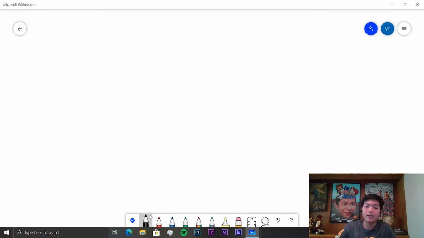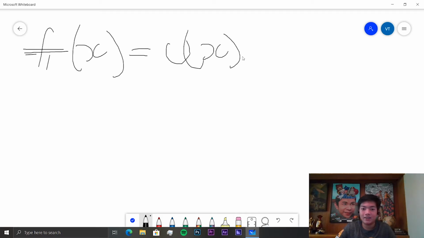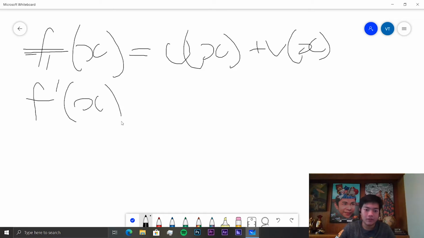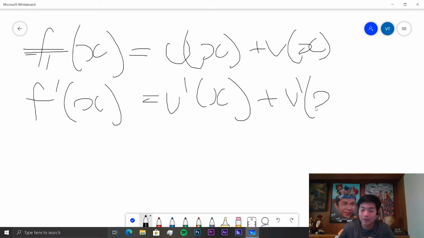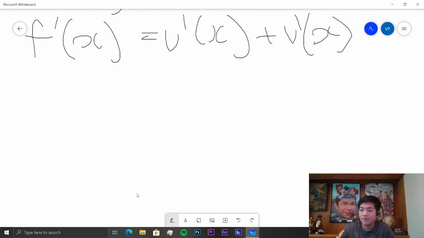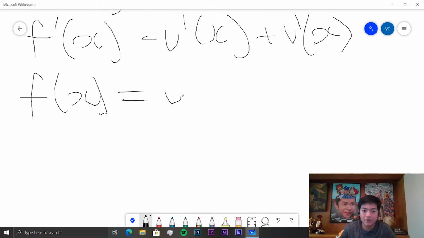So we've already covered that if you have a function that's actually just two functions added together, the same goes for the derivative. The derivative of the original function is the derivative of the two functions added together. But it's a bit different for multiplication. If we have an original function that's composed of two functions being multiplied together, the story is a bit different.